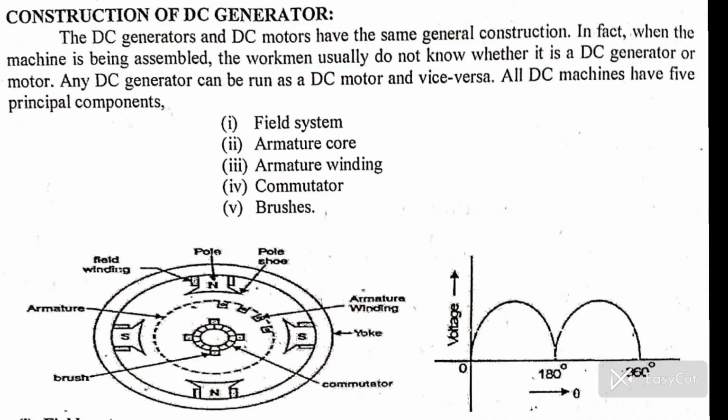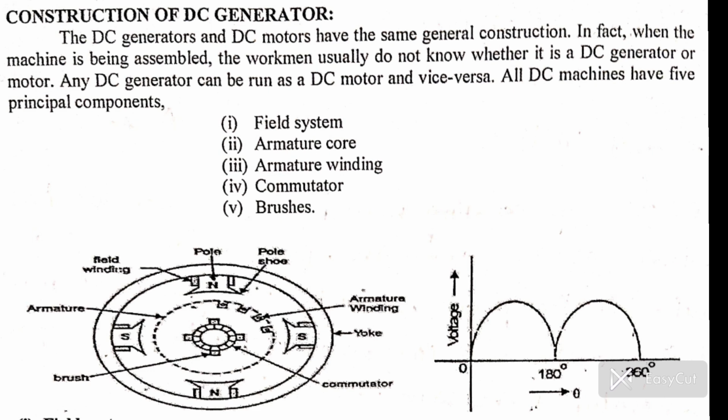In today's class, we're going to understand the construction of a DC generator, one of the most important concepts in electrical machines. Did you know? The construction of a DC generator and a DC motor is almost the same. When assembling, even the technician won't know whether it's going to work as a motor or a generator. It depends on how we connect it. Let's break this topic into 5 main parts, the 5 principal components of a DC generator. 1.